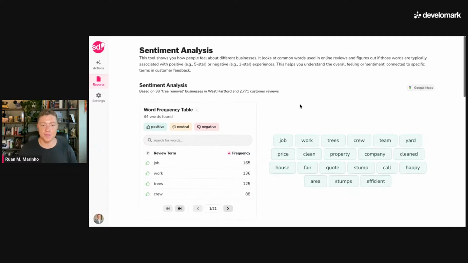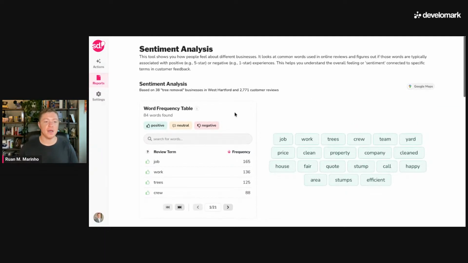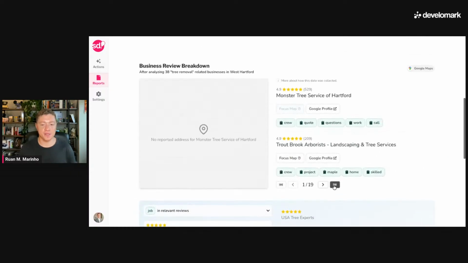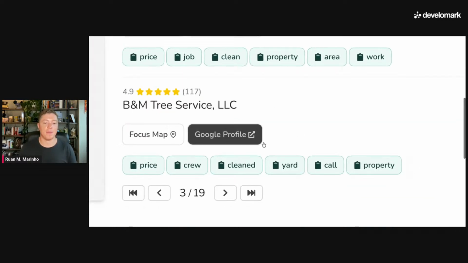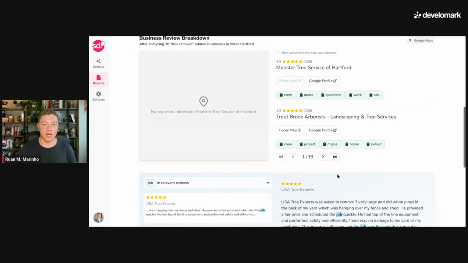The next thing is a way for us to see how words are being used across 38 tree removal companies in that area, across 2,700 customer reviews. Now, before, when I looked at the sentiment of just their business, this is giving me a market sentiment. So it's allowing me to see what people value in that area rather than just looking at what people value about their business. Now, when I scroll down, I can see which businesses it actually referenced. And as you can see, a lot of the data did come from their actual business, but a lot of the data also came from their actual competition.